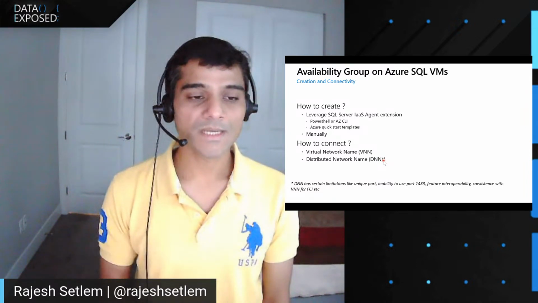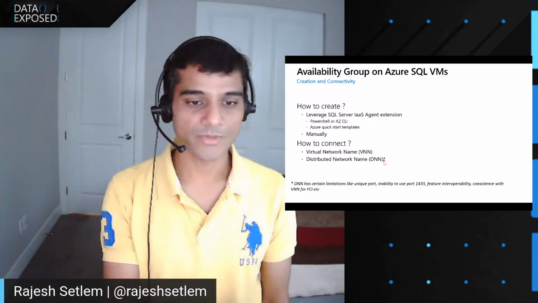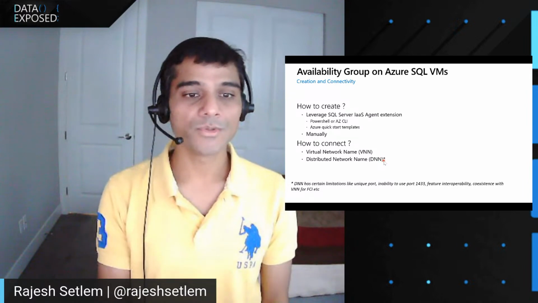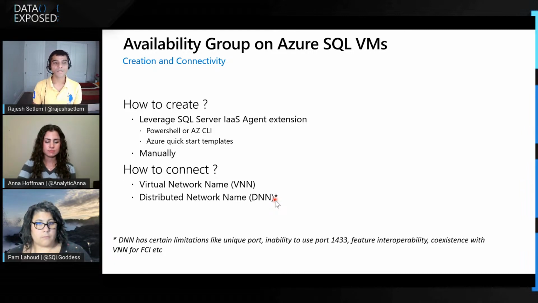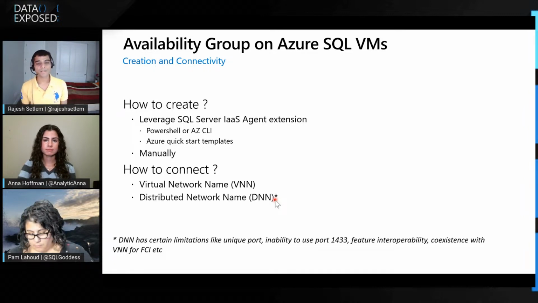But it does come with limitations, in terms of the requirement for a unique port and the inability to use port 1433, which is the default port. There are some feature interoperability issues which you'll have to think through when you're dealing with a large surface area of SQL Server. And then there is also a coexistence of DNN with VNN for the FCI scenario. So before you get into the DNN approach, you still have to carefully weigh your options. Are you fine with all the limitations?